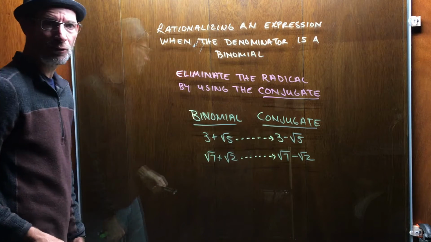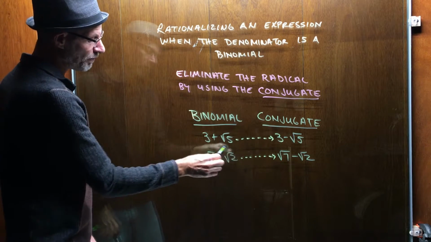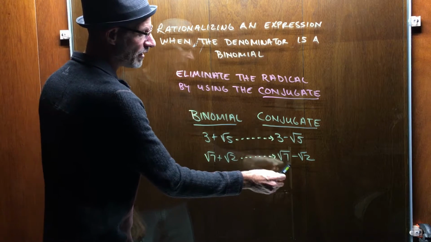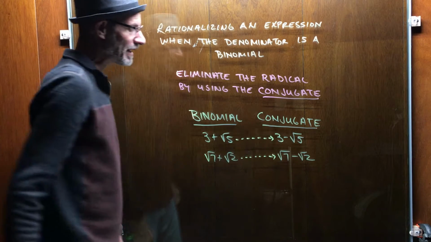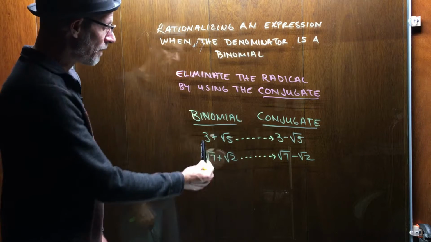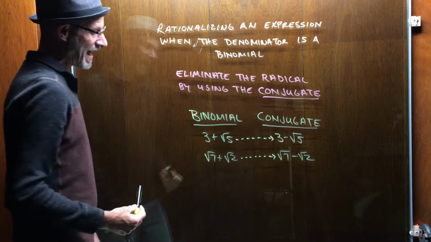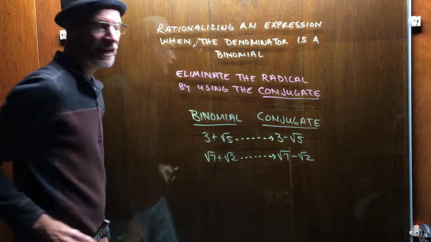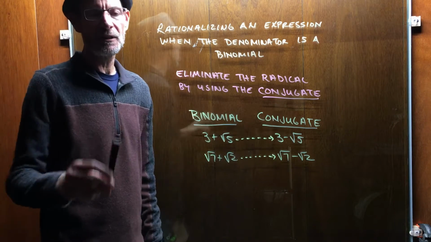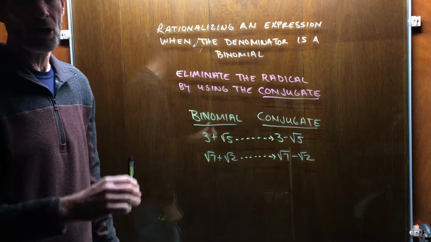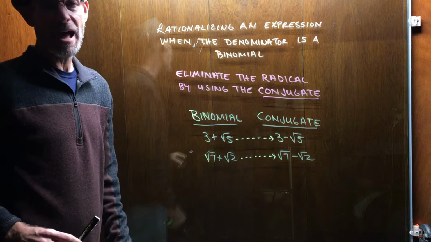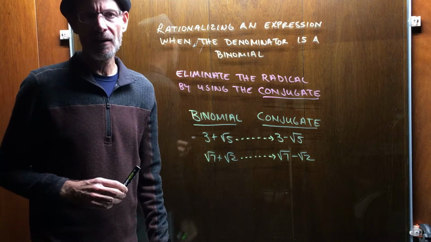3 minus root 5. Here's a binomial, root 7 plus root 2. Here's its conjugate, root 7 minus root 2. So the binomials look the same, except this is a sum and this is a difference. And as you'll see, the sum and difference pattern that we've learned before plays a large part in how the conjugate works to eliminate the radical from the denominator of an expression.